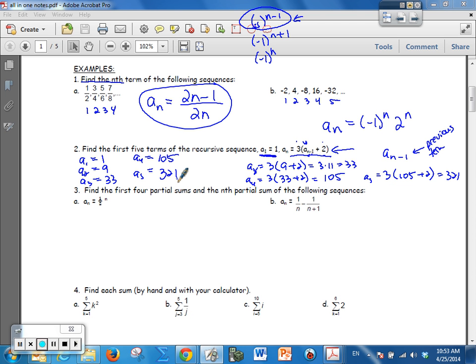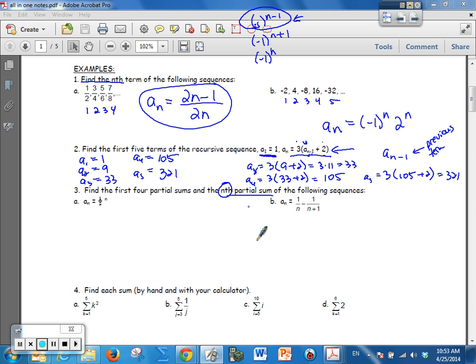Now let's start working with partial sums. They want us to find the first 4 partial sums and the nth partial sum. This little word, we just love that little word, nth partial sum. What are they asking us to find? A formula for the partial sums. Now, the formula for the partial sums is not the formula for the sequence. It is a completely different formula. Okay?